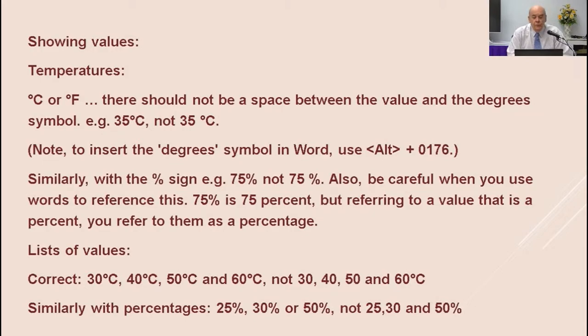Also, be careful when you use words to reference this. 75% is 75%, but referring to a value, that is a percent, you refer to them as a percentage. When you have a list of values, it is correct to say, for example, 30 degrees C, 40 degrees C, 50 degrees C, and 60 degrees C, not 30, 40, 50, and 60 degrees C. Similarly with percentages, 25%, 30%, or 50%, not 25, 30, and 50%.